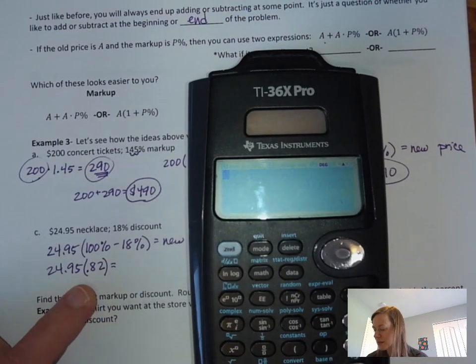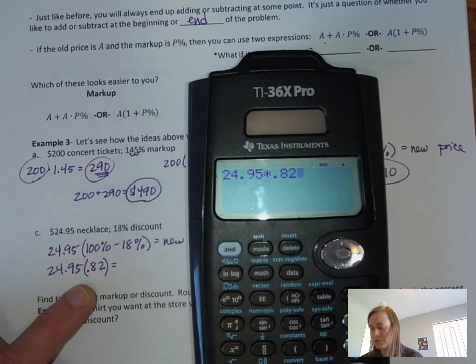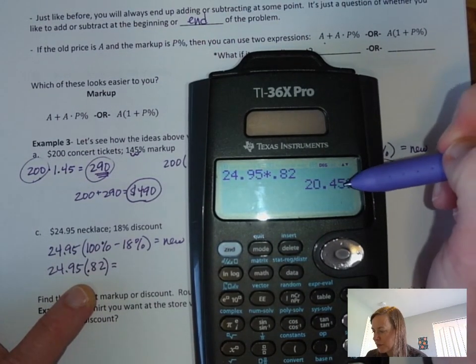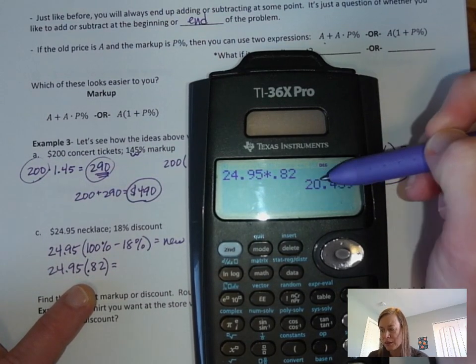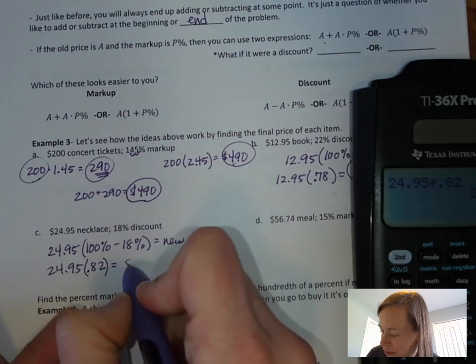Let's grab calculators. We got 24.95 times 0.82. And you're going to get $20.45, except we've got a 9 there, so that's going to bump it up to a 6. So $20.46. 20.46.